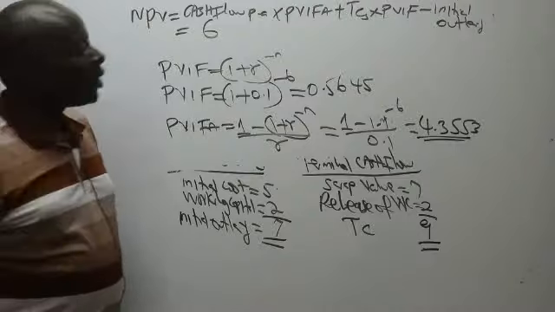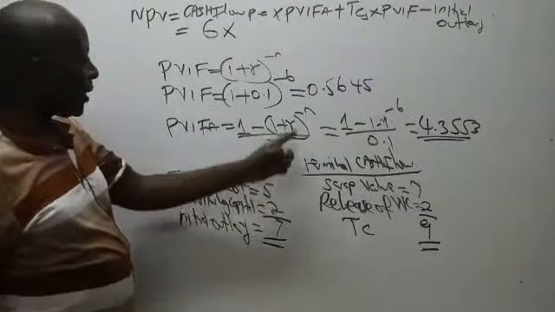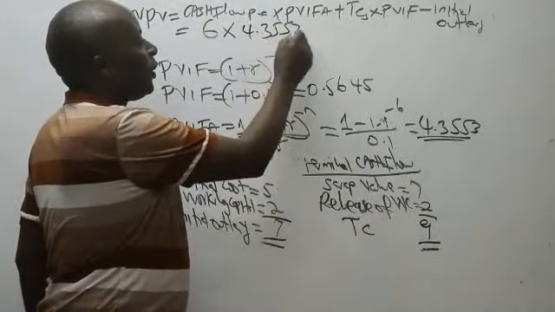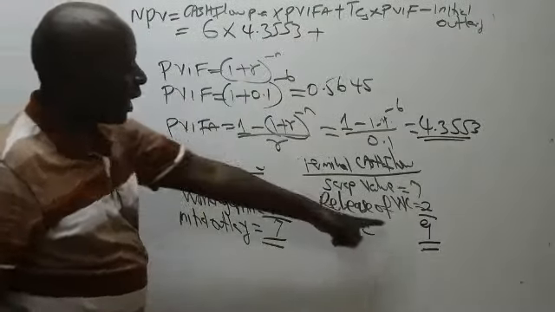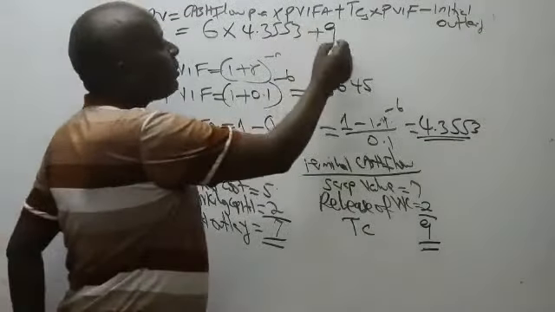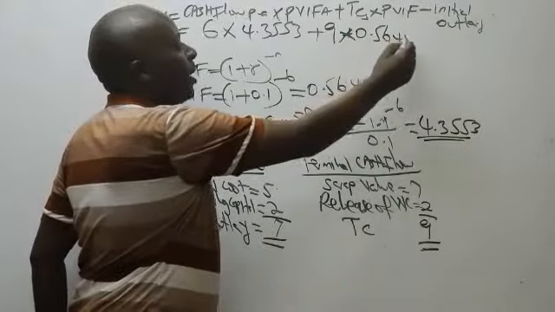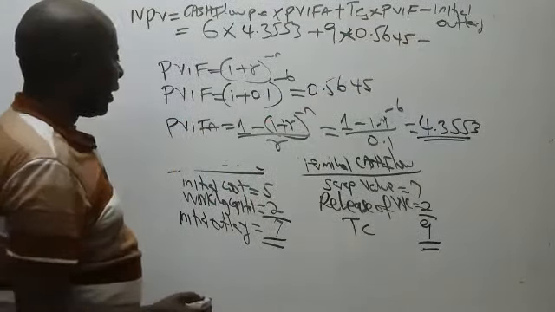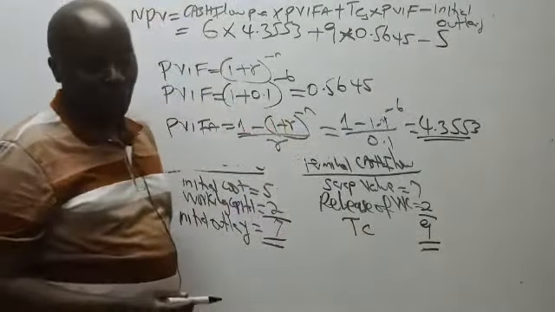So 6 times PVFA, you guys have given me something very nice here. PVFA is 4.3553. Plus the terminal cash flow. Terminal cash flow, I have a figure of 9 coming to me. So it is 9 times PVF, you gave me a figure of 0.5645, minus the initial outlay. Initial outlay ni ngapi somebody? Initial outlay ni 5.